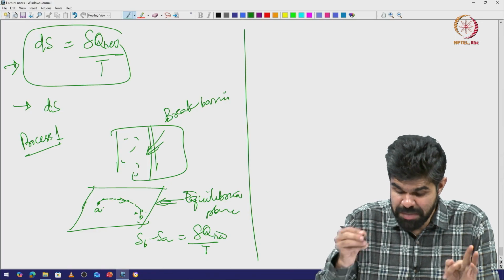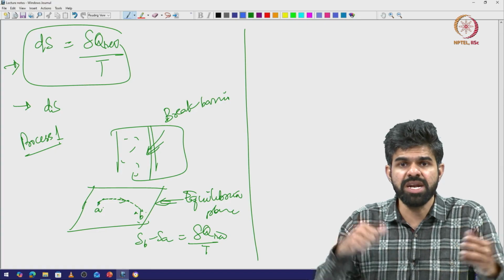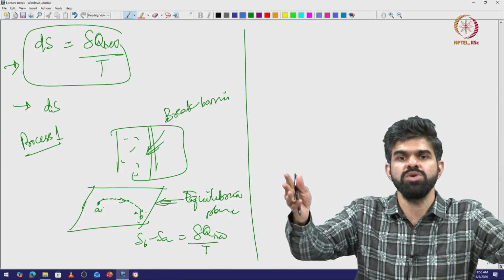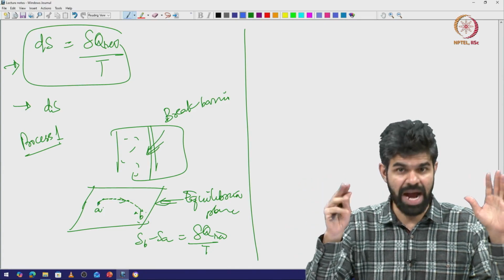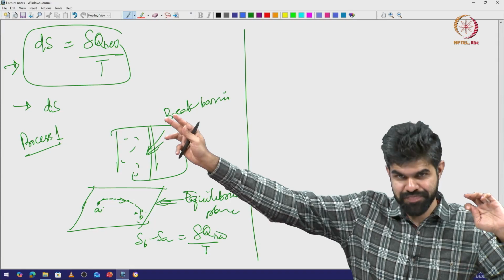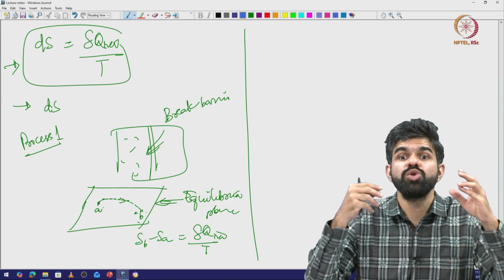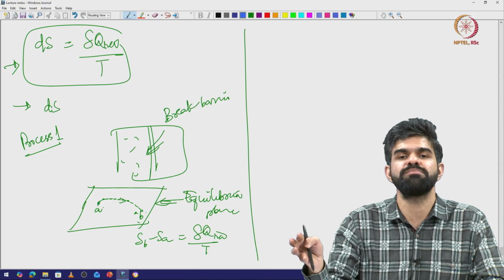However, that does not mean that if I do another process, where I suddenly break the barrier and the gas is gushing out, there is any way to stop it until it reaches equilibrium. That is a non-equilibrium process.